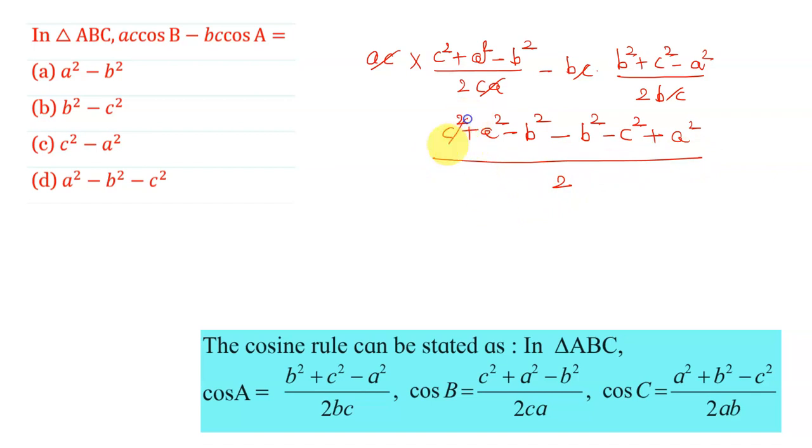now plus c square minus c square get cancelled. Next minus b square and minus b square, minus 2 times b square, and a square plus a square, you will get here 2 times a square. Therefore here 2 times a square minus 2 times b square, and this divided by 2, and hence you will get answer a square minus b square. Okay. Therefore option A is the correct one.